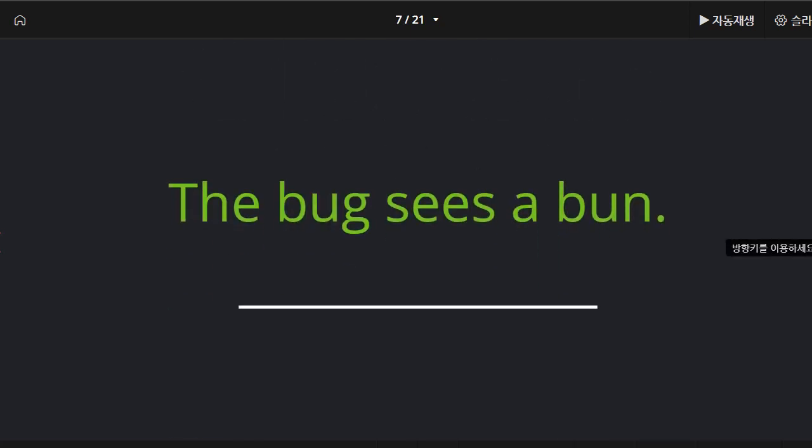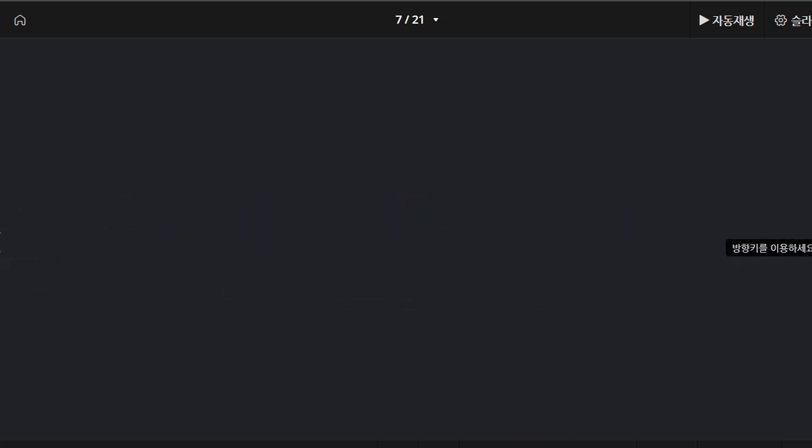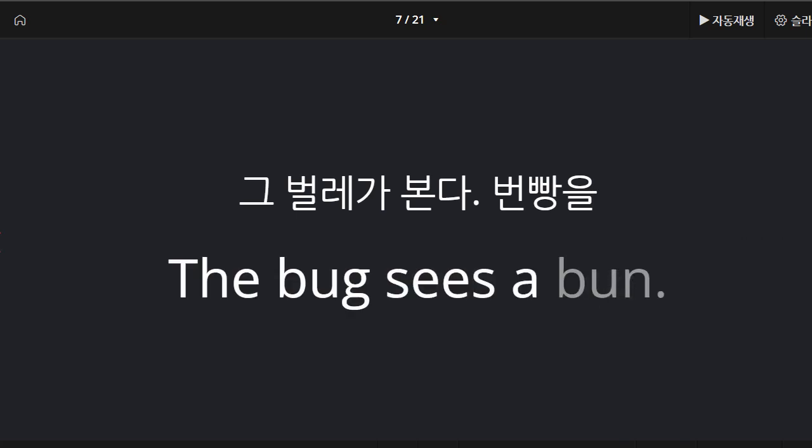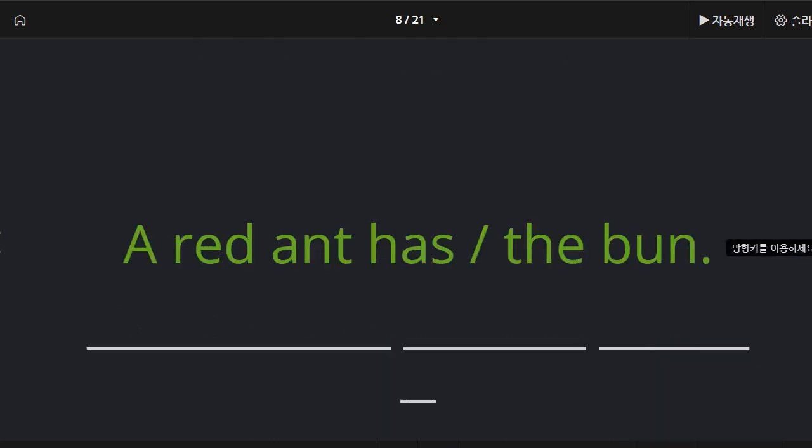The bug sees a bun. 그 뜻은 그 벌레가 보다 하나의 빵을. 그렇죠. 곰빵? The bug sees a bun.